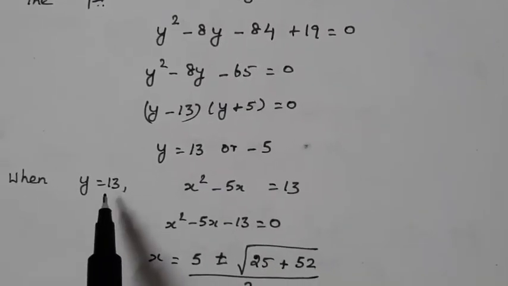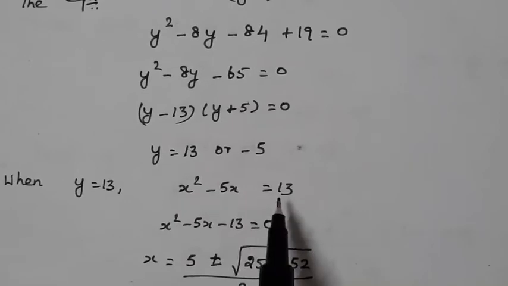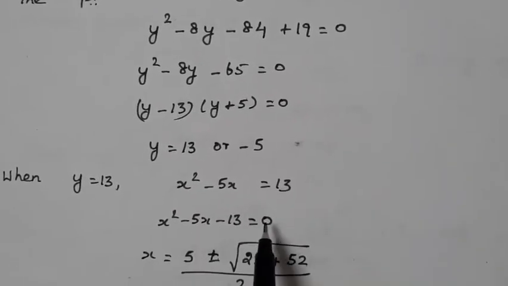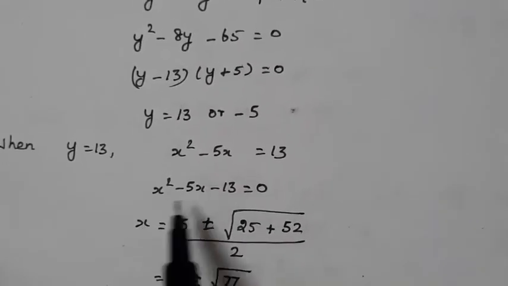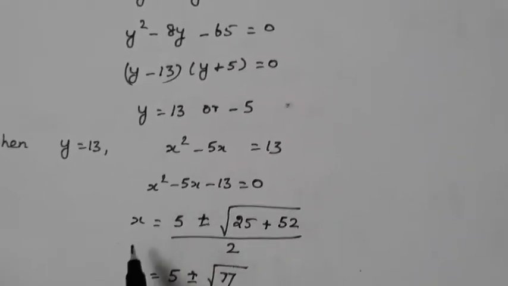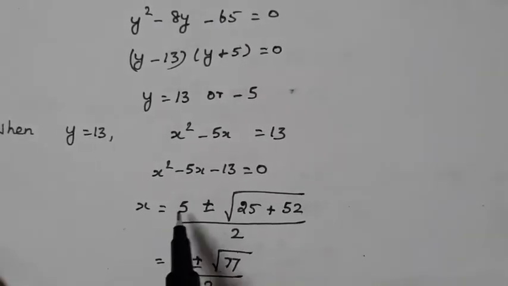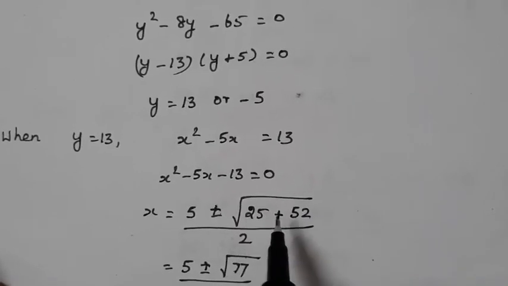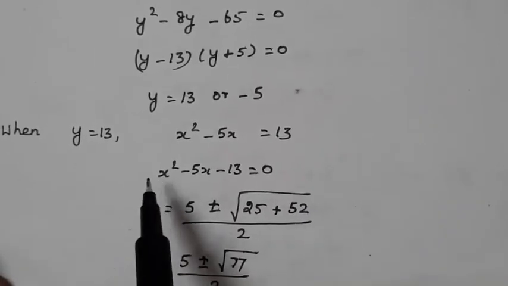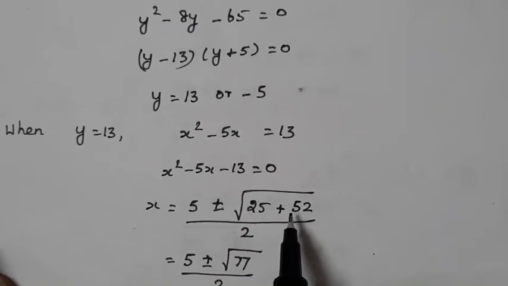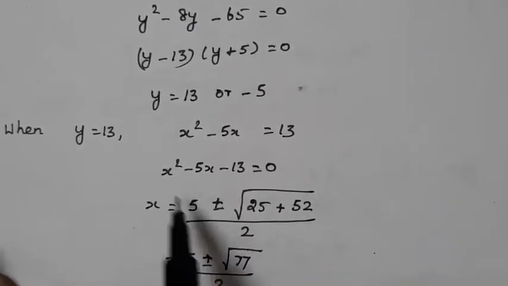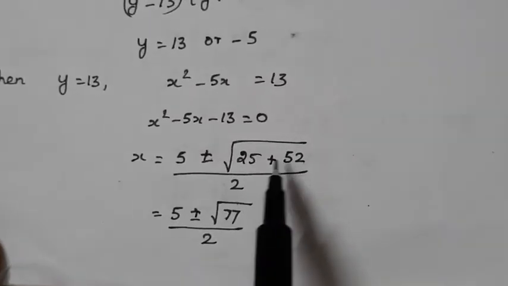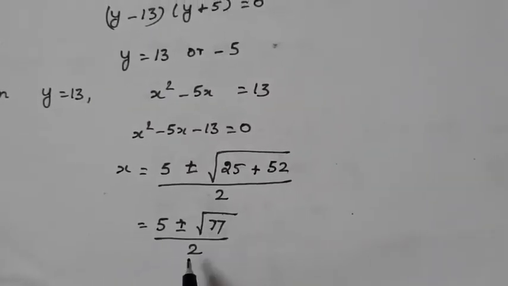Now when y is equal to 13, x squared minus 5x is equal to 13, or x squared minus 5x minus 13 equal to 0. So this cannot be factorized, therefore you can use the formula. So x is equal to minus b, that is plus 5, plus or minus root of b squared. So minus 5 the whole square is 25, minus 4ac. So minus 4 into 1 into minus 13, that is plus 52, divided by 2a, 2 into 1, 2. Okay. Now 5 plus or minus, what is root 25 plus 52? That is 77, root 77 by 2.